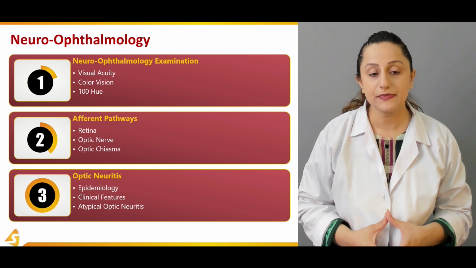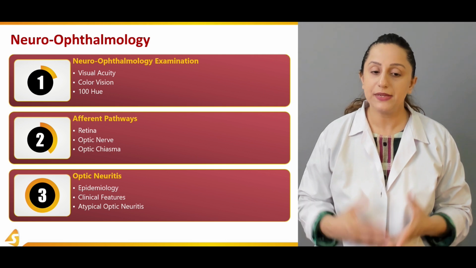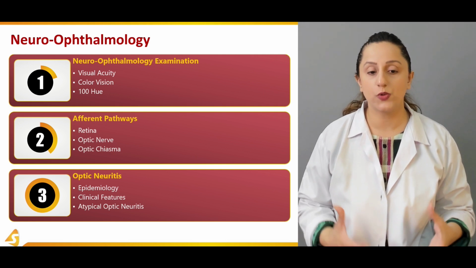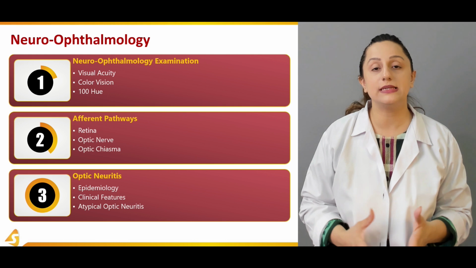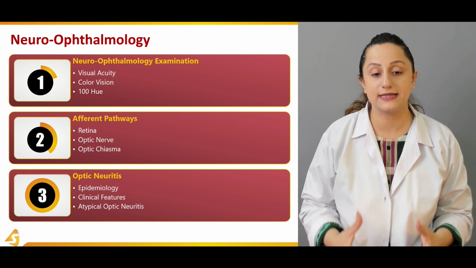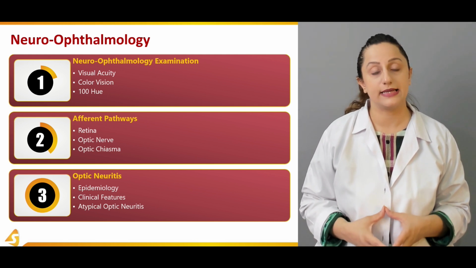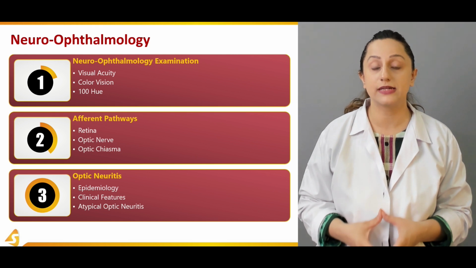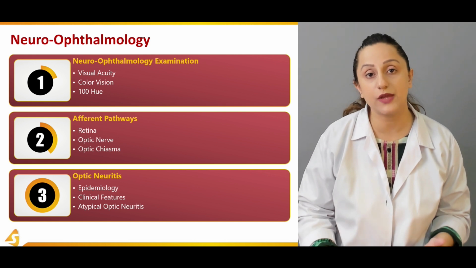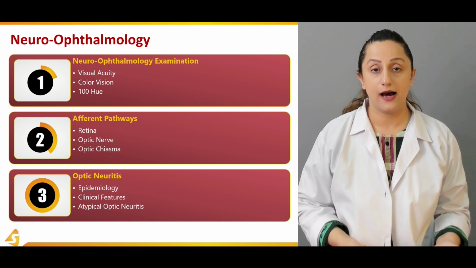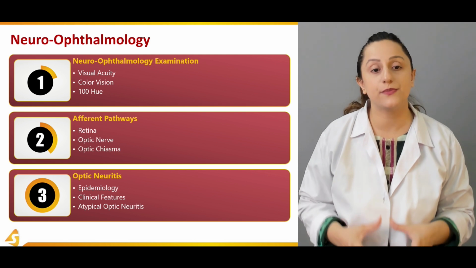In the third and final section, we'll be dealing with optic neuritis. The epidemiology is discussed first of all, and along with that, we'll be dealing with the clinical features of optic neuritis. How can we diagnose a case of optic neuritis? That is again very important. Atypical optic neuritis is one of the varieties that will be discussed here. Whenever we have a case of optic neuritis, one should know how to deal with the signs and symptoms, to pick up those clinical signs and symptoms and diagnose a typical case of optic neuritis.